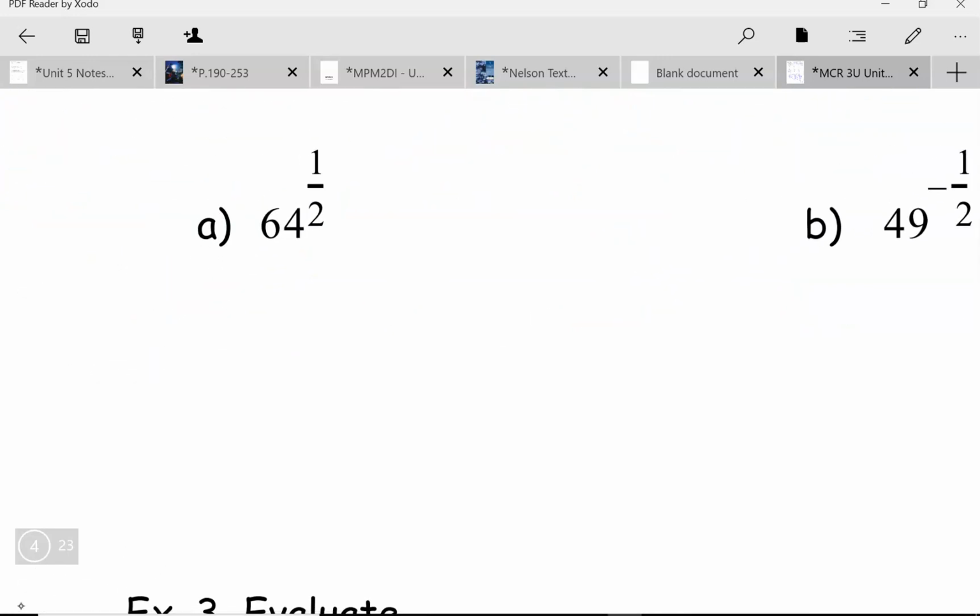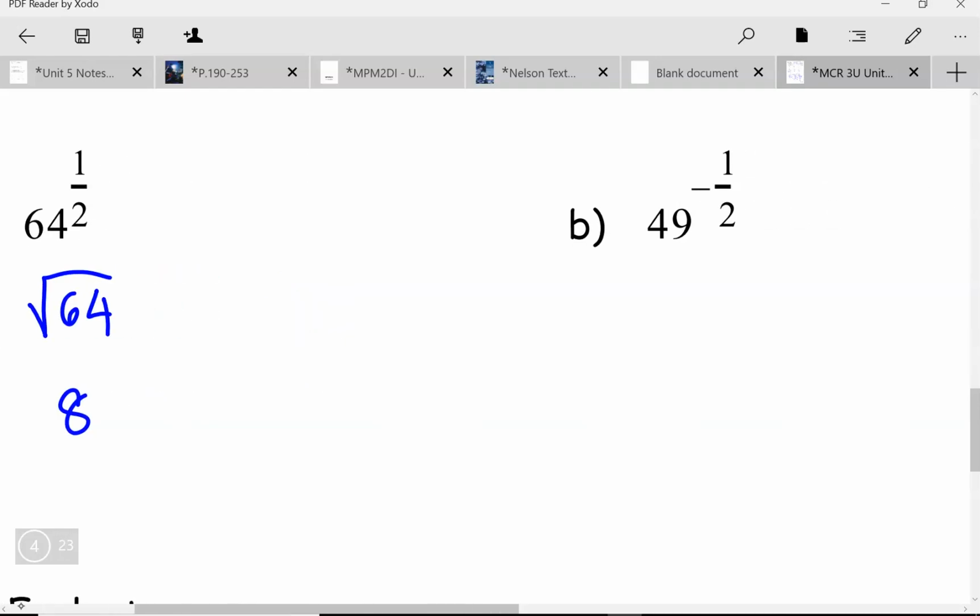Getting back to this. So again, 64 to the power of half. As long as you know that what you're doing here is the square root of 64, you're fine. It gives you 8.